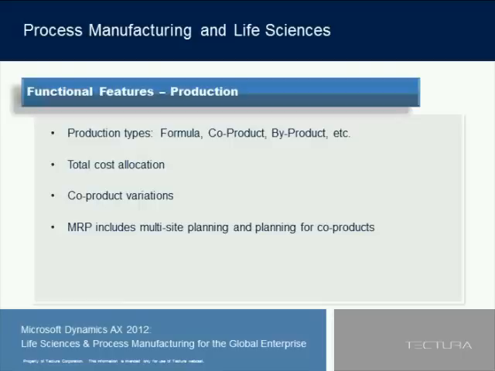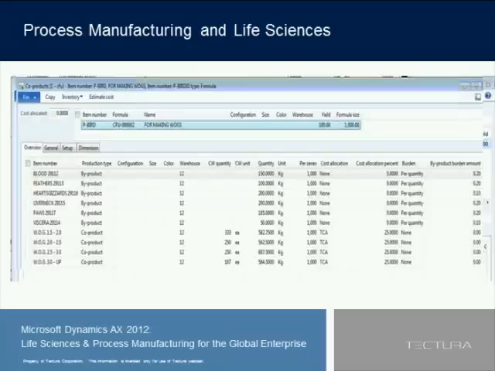Here again is total cost allocation, which gives me the ability to allocate the cost of my production process not only to my finished good item, but also down to any co-products that might also be a result of my production process. We can not only support co-products, but also co-product variations. When I produce an item, I may not always get co-product 1. I may get co-product 1, 2, 3, or 4. So we can have those variations as part of our production process.